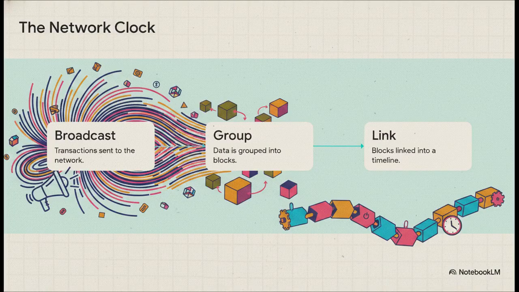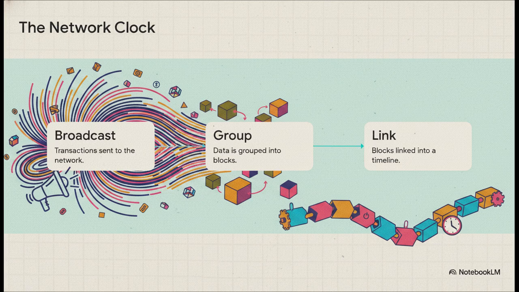And as the animation brilliantly illustrates, the mechanical ticking of the network acts as its own self-contained decentralized clock. Step 1. Transactions are broadcasted to the network, kind of like shouting into a crowded room. Step 2. That data is grouped into what we call blocks. And Step 3. These blocks are linked sequentially to form an unbreakable timeline. You can really think of each block as a tick of the clock. Tick, block 1. Tock, block 2.